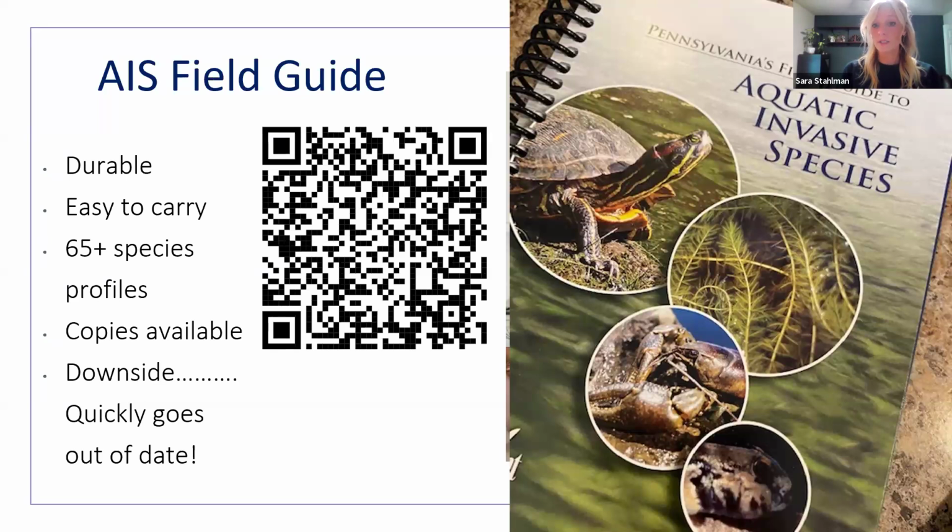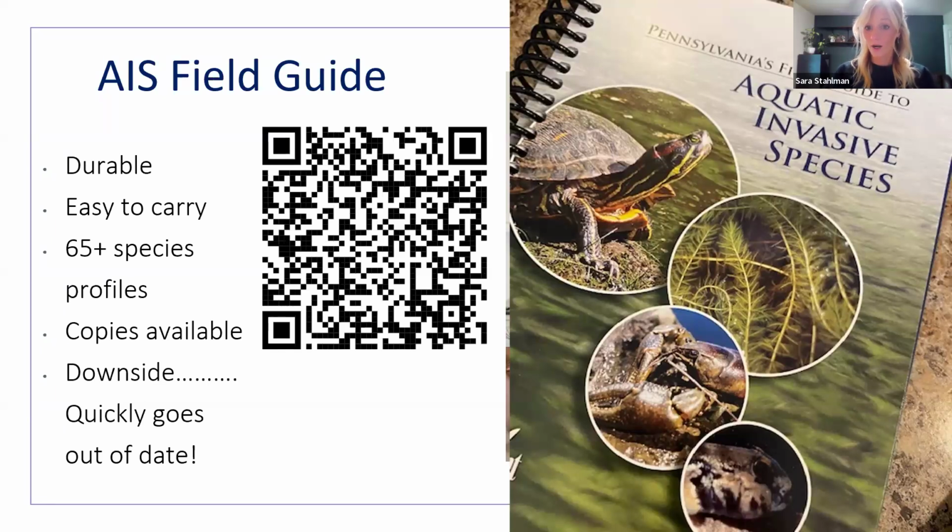So we created this to be durable, kind of easy to carry. It's on the smaller side. There's over 65 different species within the field guide. Some are species you're going to find already in Pennsylvania, and others are ones that we're kind of on the lookout for. There are still copies of this available. However, we actually still have 2015 copies. We're out of the 2022 version.